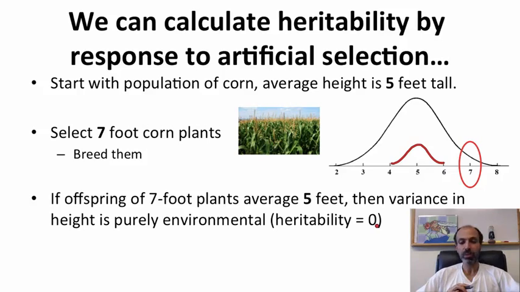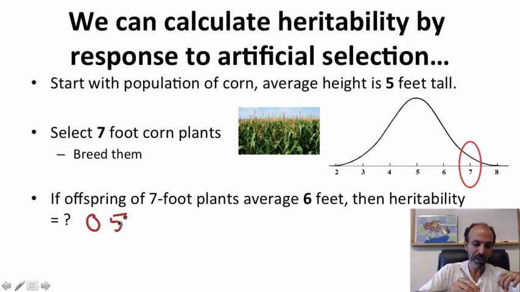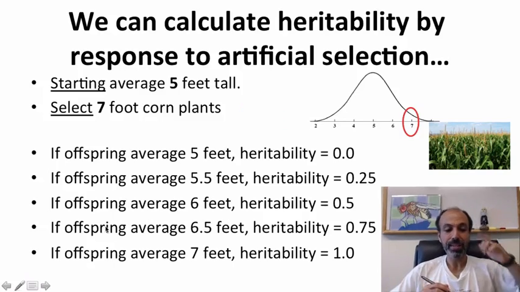So this was a heritability of 0. I showed you previously the heritability of 1. What would happen if the height of the offspring of the 7-foot plants averaged 6 feet? What might you expect heritability to be? Well, it's a very simple answer. 5 feet meant it was 0, 7 feet meant it was 1, so 6 feet would unsurprisingly mean the heritability is 0.5.